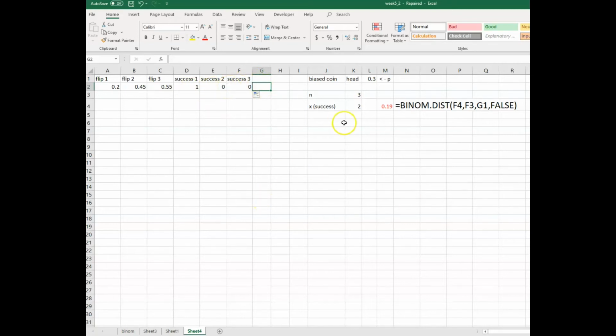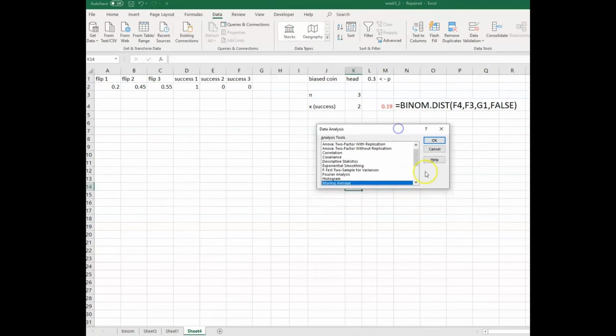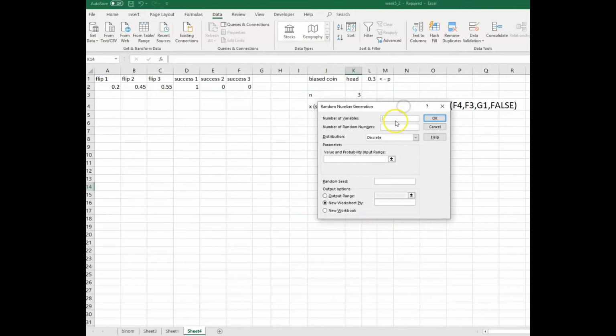Obviously there's no way we can do this 5,000 times by hand. So let's generate 5,000 times 3 random numbers. Click data, click data analysis, click random number generation, click OK. Because we are going to generate 3 columns, suppose we generate 5,000.